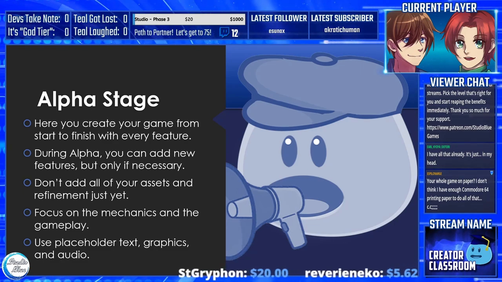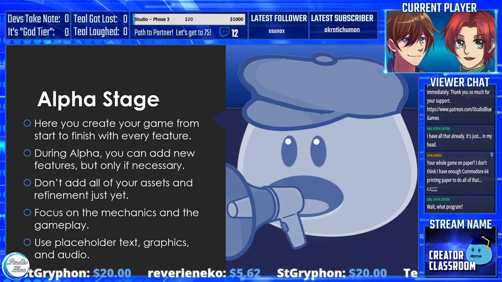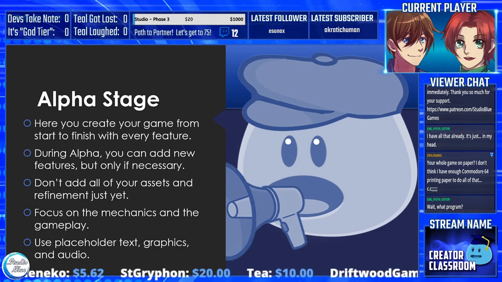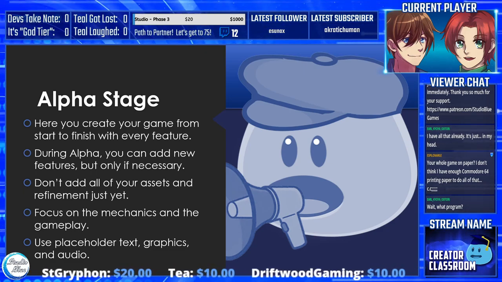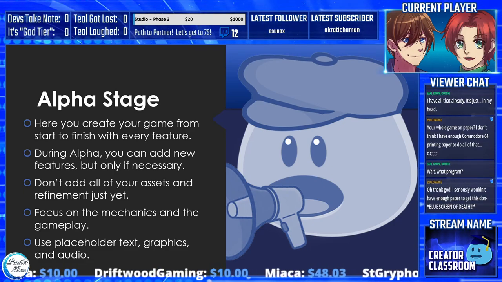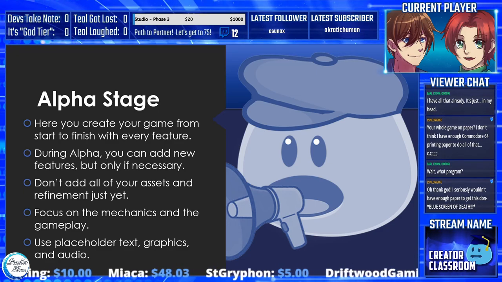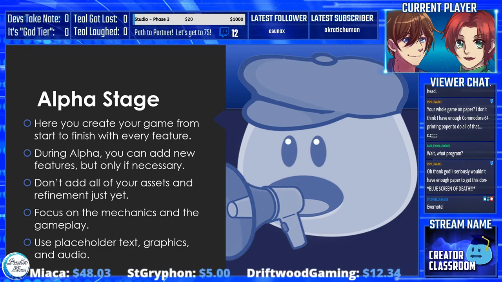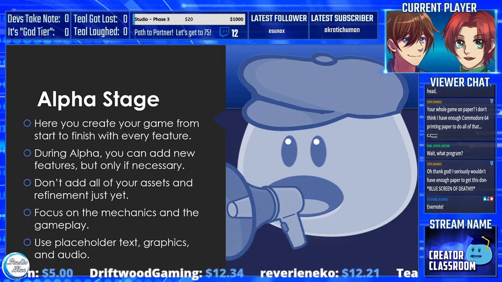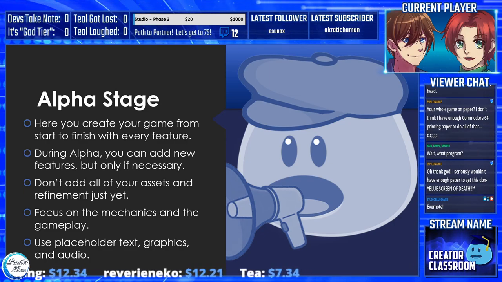Alpha stage. This is where you complete the creation of your game from start to finish, making sure that every feature you want in the game is added. During the stage, you can add new features or ideas as needed, but only if necessary. You are now past the "this sounds cool, so I'll add it to my game" phases. Please don't do that. You don't have to add all your assets and refinement to the game. Just focus on creating a working game that someone could play from start to finish.